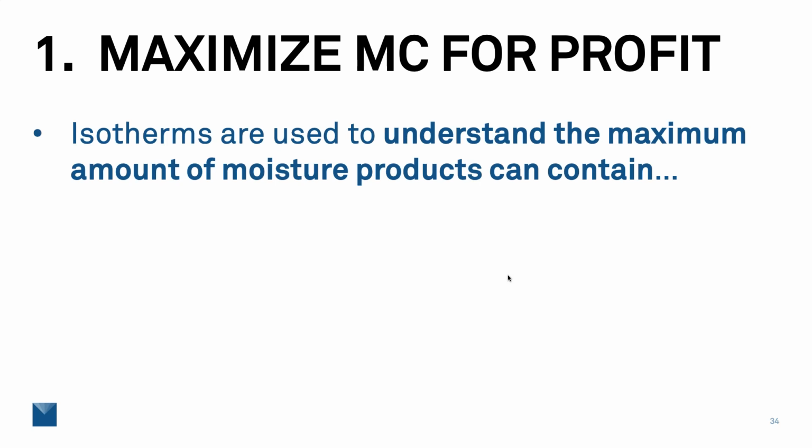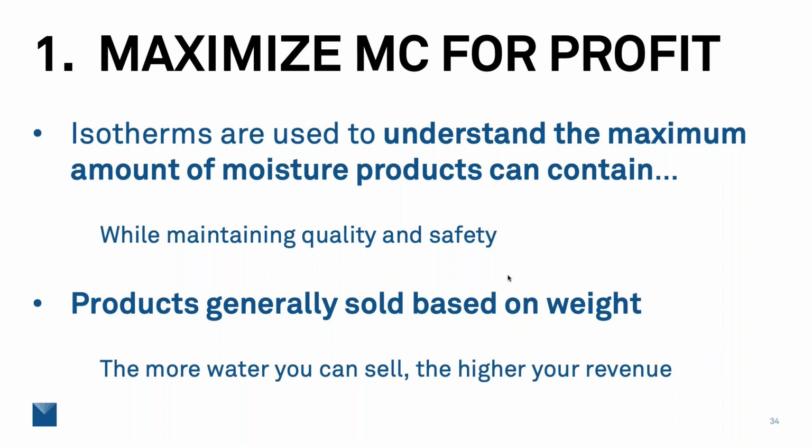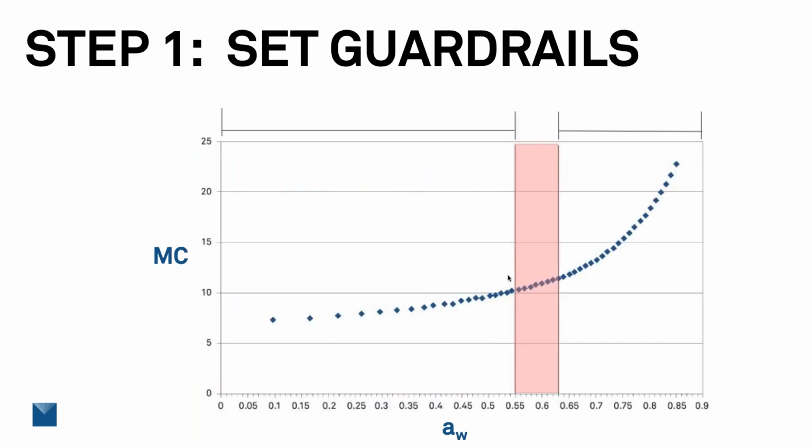The first one to add business value is simply to maximize your moisture content for profit. So you can use an isotherm to understand the maximum amount of moisture that your products can contain while you maintain your quality and your safety. So while maintaining your ideal texture or preventing certain chemical reactions from occurring, and also keeping the safety and staying below your microbial limit. A lot of products are sold based on weight, especially in the food industry. And so the more water you can sell, the higher your revenue. It's pretty straightforward. Water is the cheapest ingredient in your formulation. So if you're able to increase the amount of water, this can help to increase your revenue.